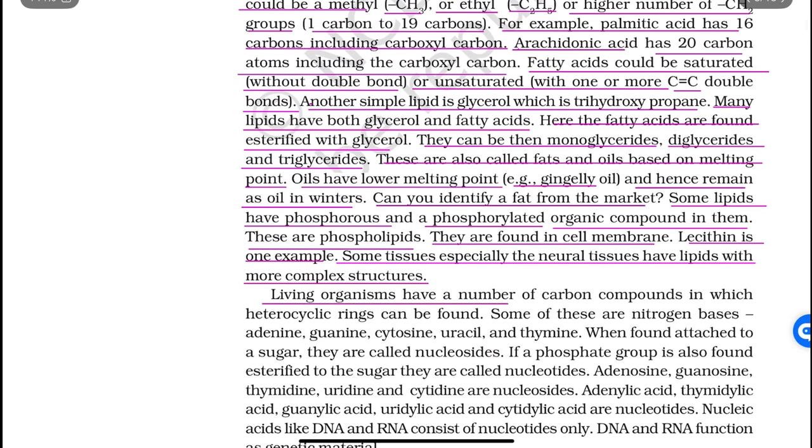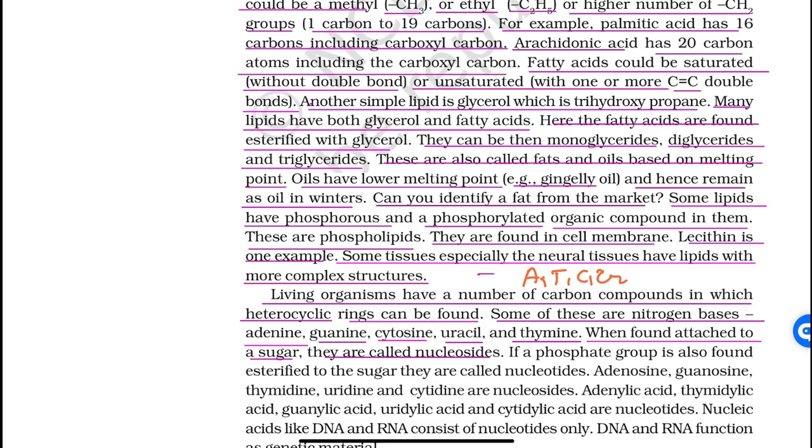Living organisms have a number of carbon compounds in which heterocyclic rings can be found. Some of these are nitrogen bases: adenine, guanine, cytosine, uracil, and thymine. Here we will continue. When found attached to a sugar, they are called nucleosides. If a phosphate group is also found esterified to the sugar, they are called nucleotides. Adenosine, guanosine, thymidine, uridine, and cytidine are nucleosides. Adenylic acid, thymidylic acid, guanylic acid, uridylic acid, and cytidylic acid are nucleotides.